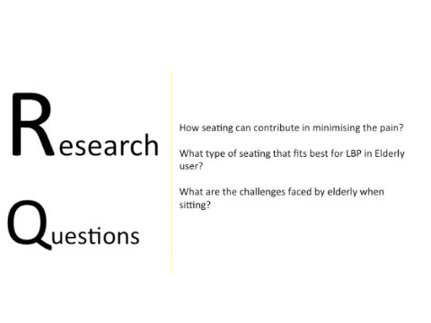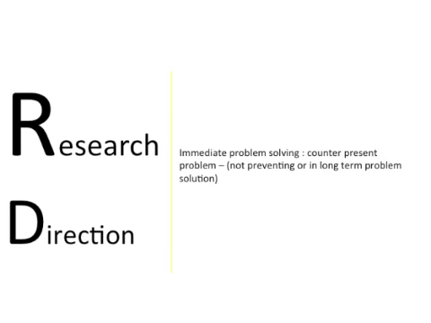So what are the research questions related to the study? They are: how sitting can contribute in minimizing the pain, what type of sitting fits best for lower back pain in elderly users, and what are the challenges faced by the elderly when sitting. And this is the research direction for the study, which is focused on immediate problem solving, a current-present problem. It is not focusing on prevention or a long-term problem solution.